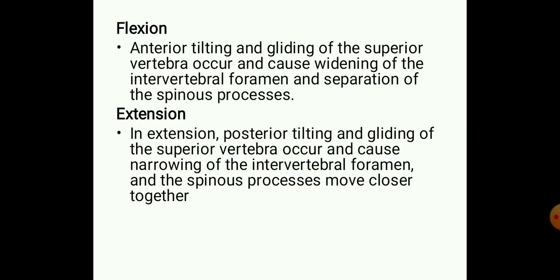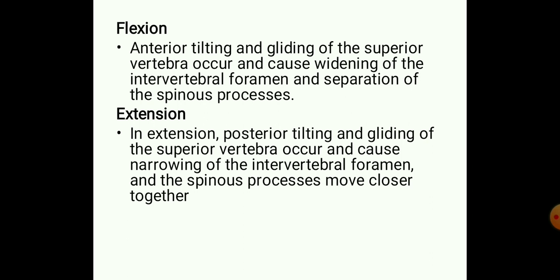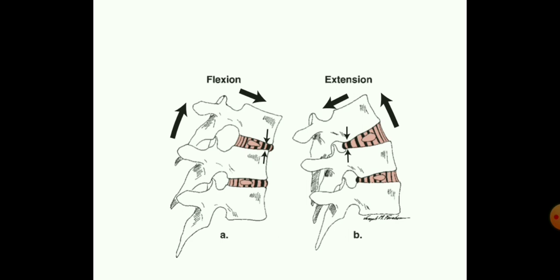Whenever we try for flexion, there will be anterior tilting and gliding of the superior vertebra, causing widening of the intervertebral foramen and separation of the spinous processes. In extension, posterior tilting and gliding of the superior vertebra occurs, causing narrowing of the vertebral foramen, and the spinous processes move closer together.